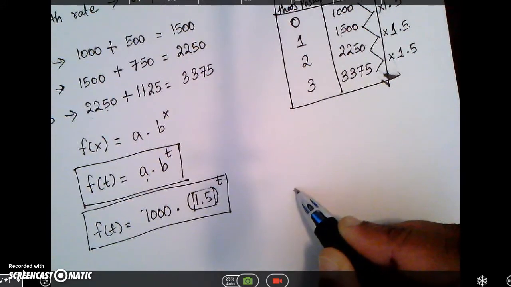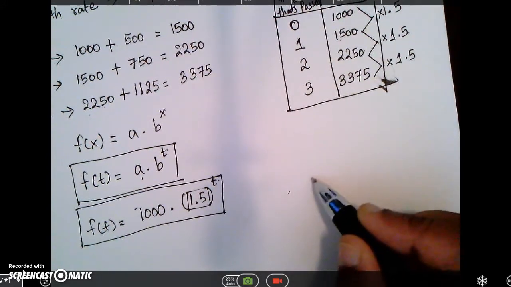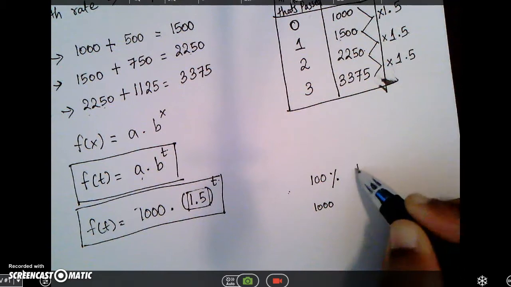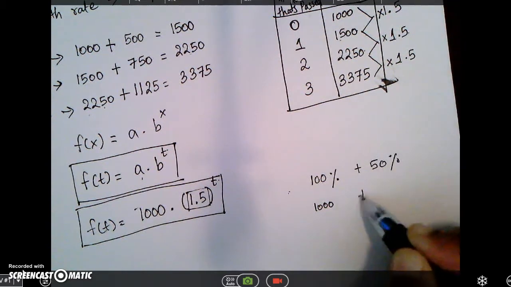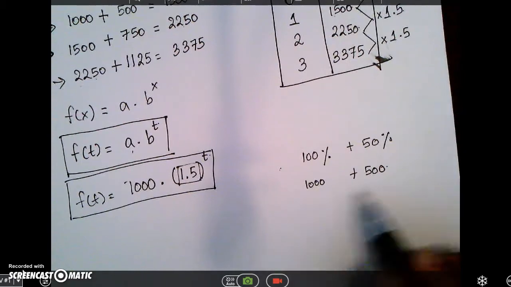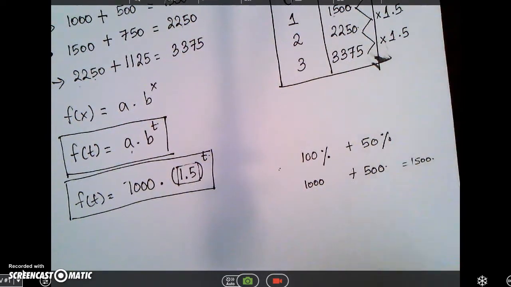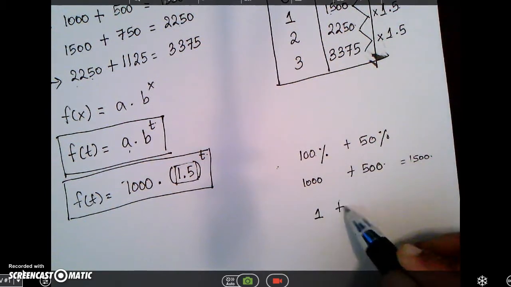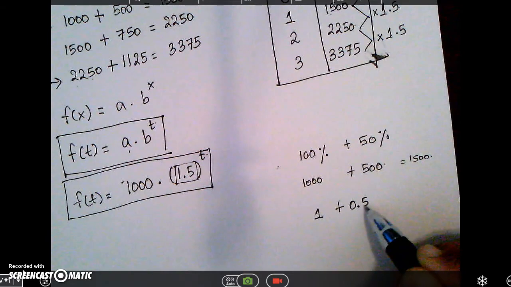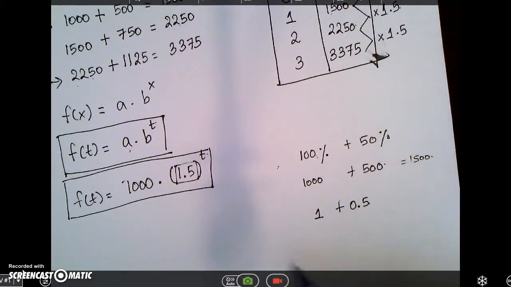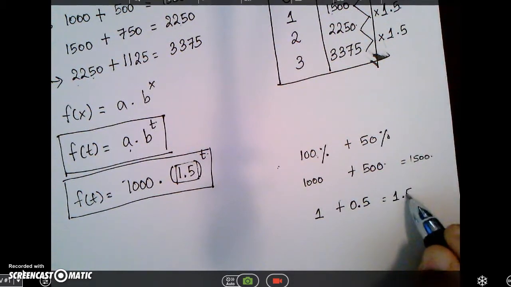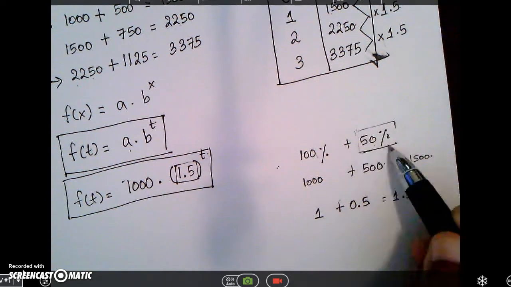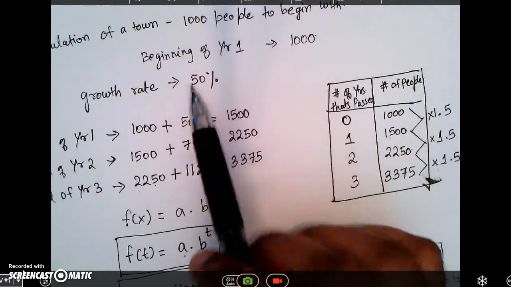So we saw that the population growth is 50%, right? That means I had 100% of people, which is 1000, and I'm adding 50% to that, which is 500. So together I got 1500, right? So 100% is a whole and 50% is 0.5. That's how I got that 1.5. So the 50% data is given to me in the problem.